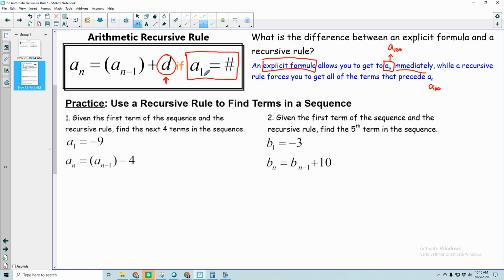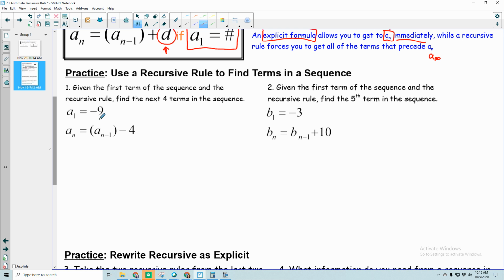So you can't write a recursive rule without knowing what the first term is, okay? So here is our recursive formula. There's the first term that they gave us, and then the actual formula. So I want to use this to find the next 4 terms in the sequence. Right now I already have the first term.